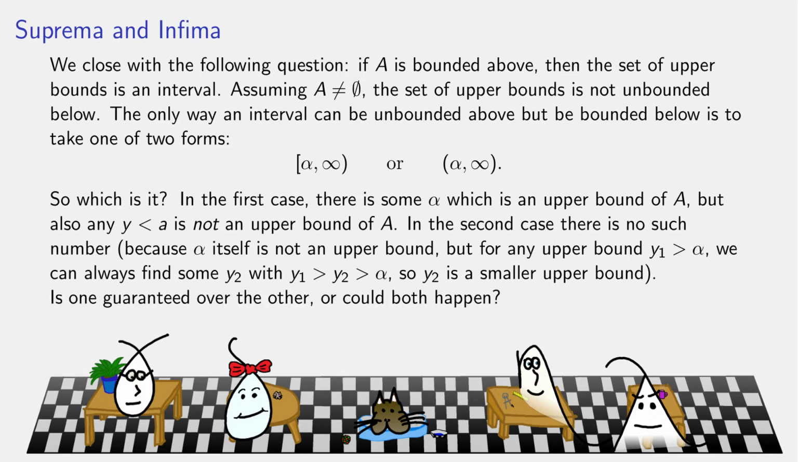So which one are we going to have? Are we guaranteed to have a smallest upper bound that is an upper bound? Is there no such thing as a smallest upper bound, or are both possibilities?